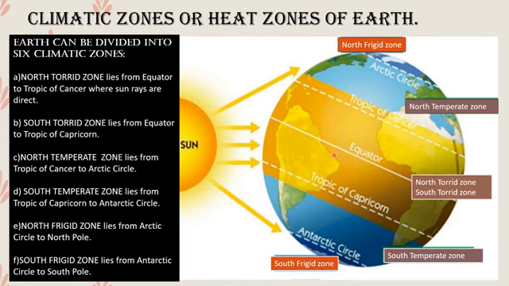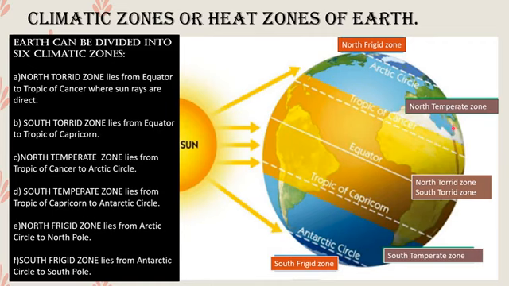Next is the South and North Temperate Zone. The area that lies from Tropic of Cancer to Arctic Circle is called North Temperate Zone. It's in light blue color. The South Temperate Zone lies from Tropic of Capricorn to Antarctic Circle. Next is the North Frigid Zone, which lies from the Arctic Circle to the North Pole, and the South Frigid Zone lies from Antarctic Circle to South Pole.